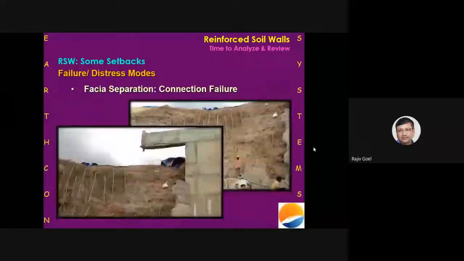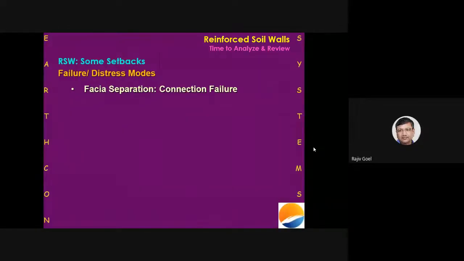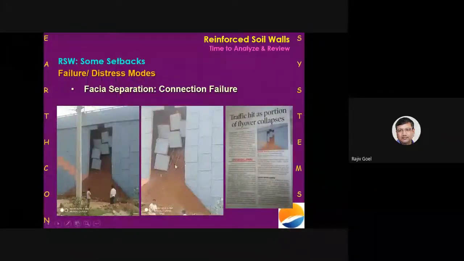Okay, so what we have seen here in all these problems is actually that the connection of the fascia panel with the reinforcing element has broken. Why it breaks, what are the issues involved, how do we design it, we will talk about it a little later. But as I said, right now we are only looking at the problem.